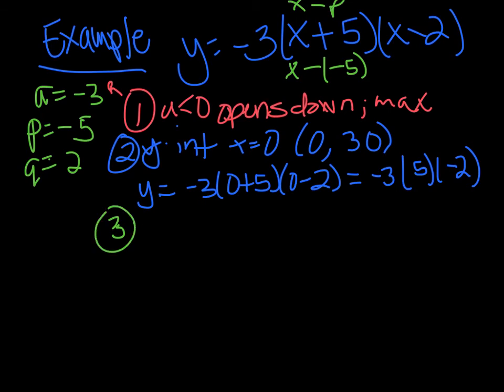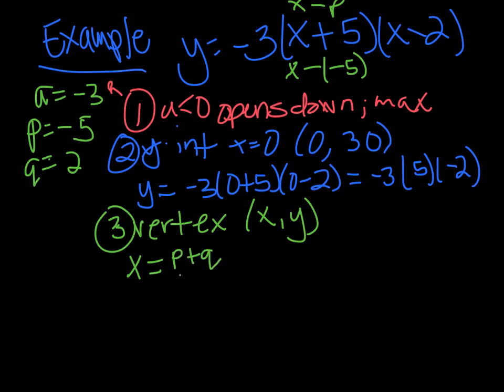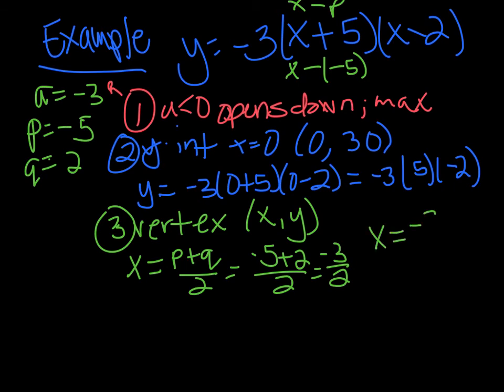Remember step 3, we're going to find our vertex at the point x, y. To find x, we have a new formula, which is x equals p plus q divided by 2. Go ahead and plug those numbers in that we have. We have negative 5 plus 2 divided by 2. Negative 5 plus 2 gives us a negative 3 divided by 2. Thus our axis of symmetry is equal to negative 3 halves.